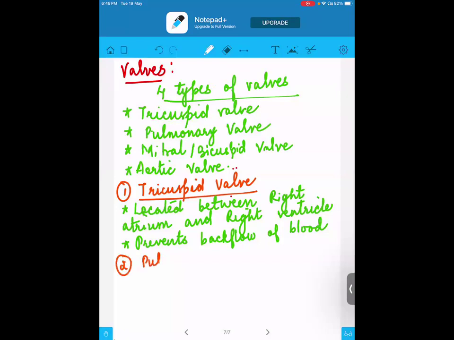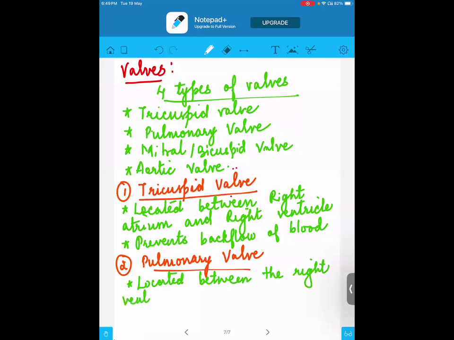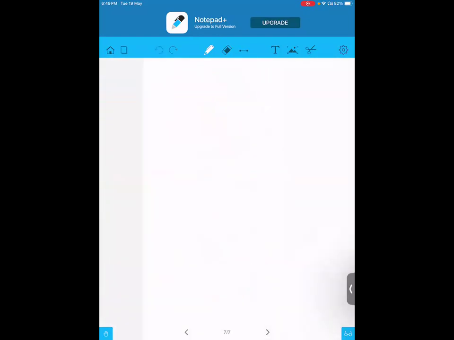The second one is the pulmonary valve. So the pulmonary valve will be present, or they will be located between the right ventricle and pulmonary artery. So between the right ventricle and the pulmonary artery, the opening which is present, or the valve which is present, that is called the pulmonary valve.